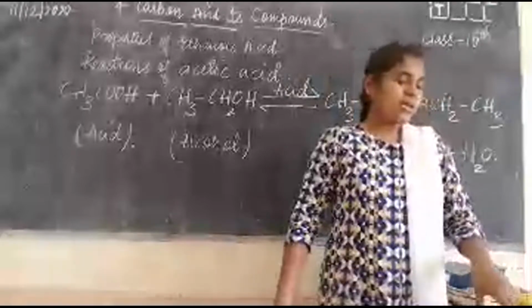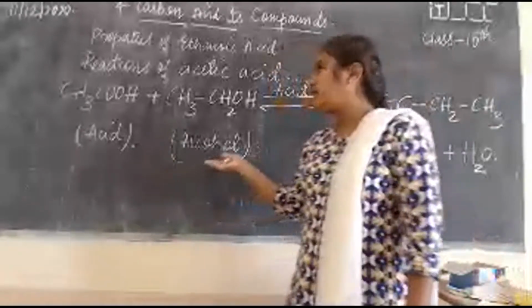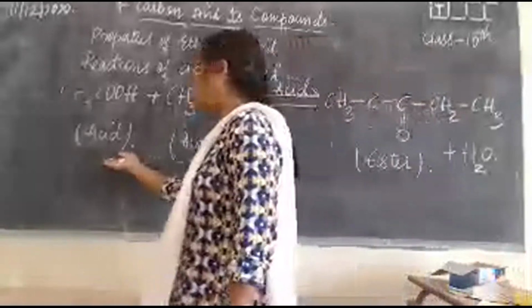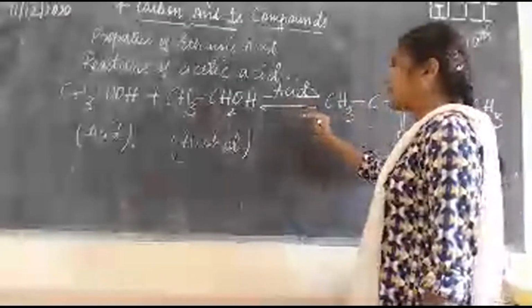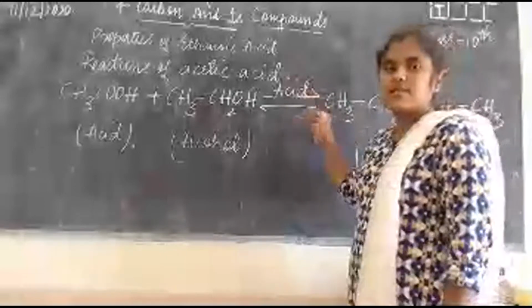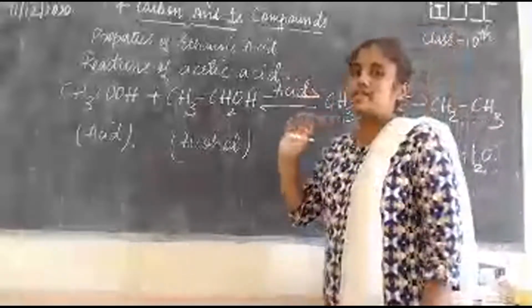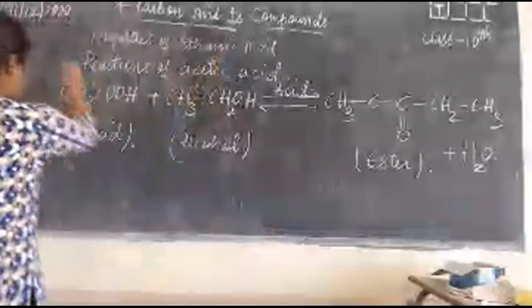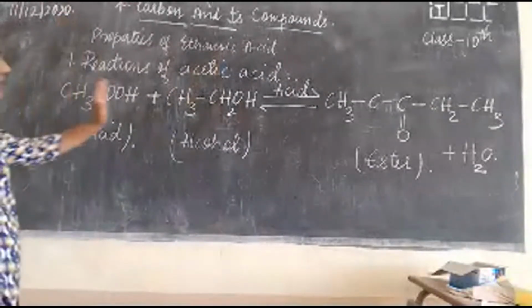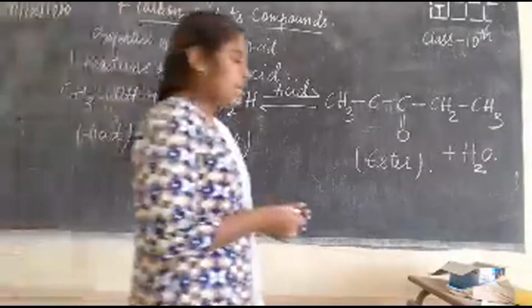So esters are most commonly formed when an acid reacts with an alcohol, and the acid acts as a catalyst. So they form this ester. So this was about the esterification reaction, and the first reaction, that is the reaction of acetic acid or ethanoic acid.